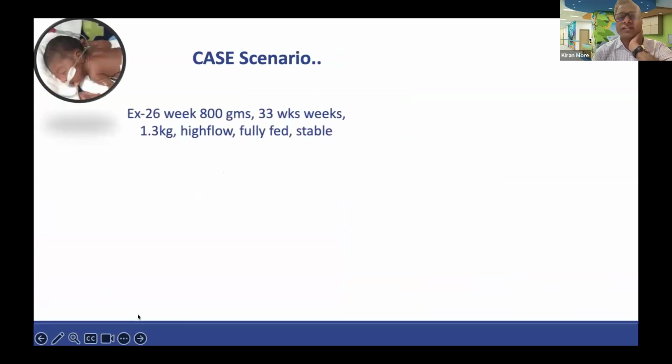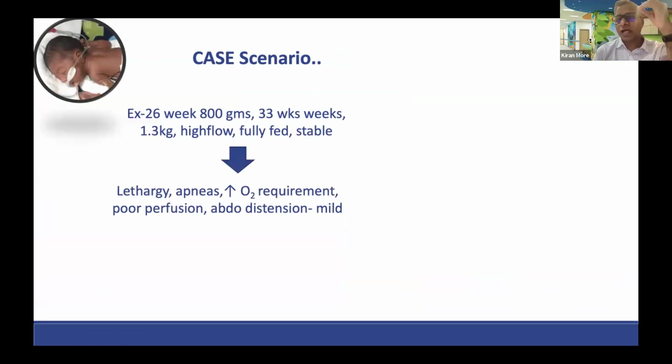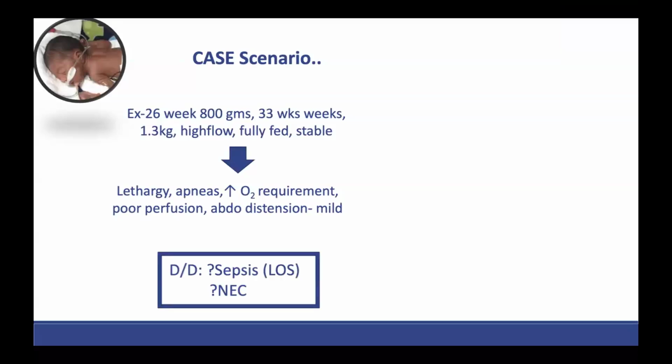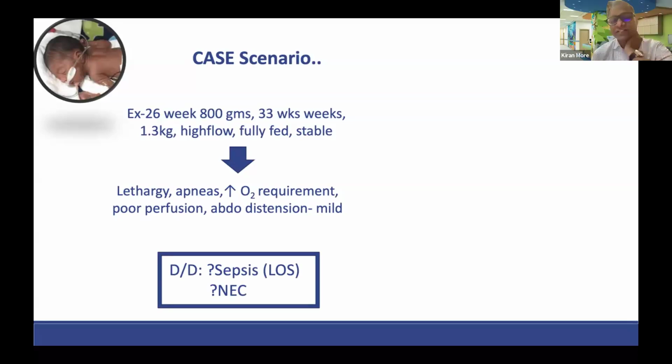I'll start with a case scenario quickly, which you might have encountered. A 26-weeker, 800 grams, 33 weeks corrected, on high flow, very stable, fully fed. During the handover, I was told that the baby is stable. Then the baby developed lethargy, apneas, oxygen requirement, poor perfusion, and desaturation within a few hours, and then becomes sick. The differentials at this stage are sepsis, and NEC, less likely because it is very late to happen, but it can happen, right?